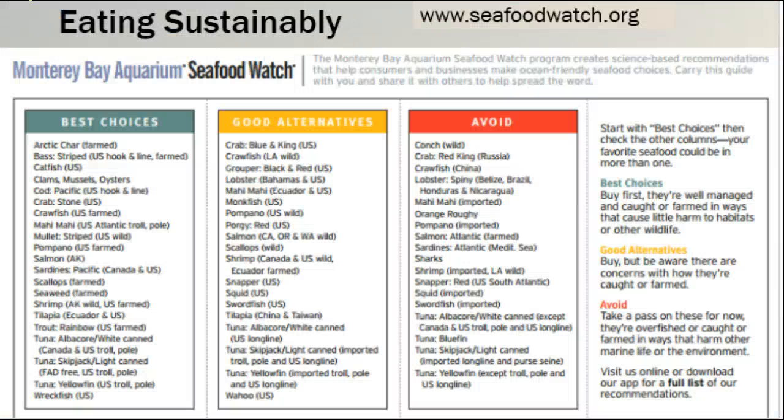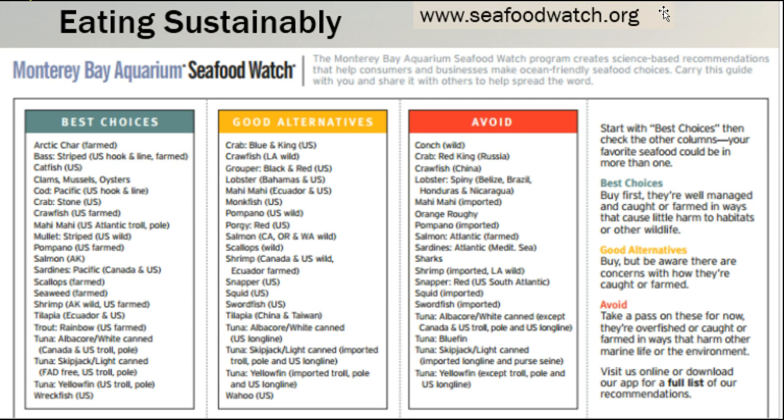So one of the things that you can do to make sure that you're supporting sustainable harvesting of fish and seafood is you can try to make educated choices. And Monterey Bay Aquarium has a really great system. They have an app and a little pocket guide that you can carry with you.